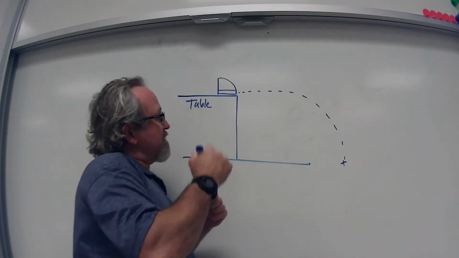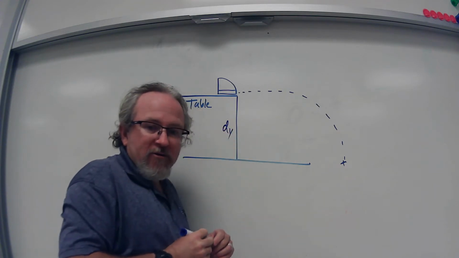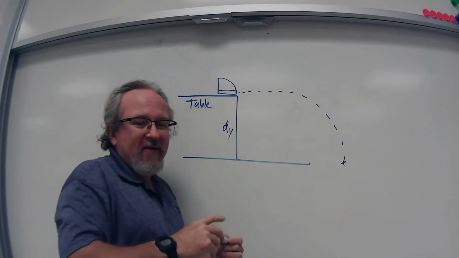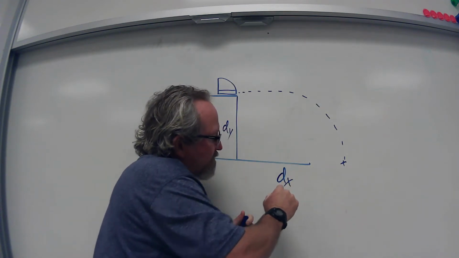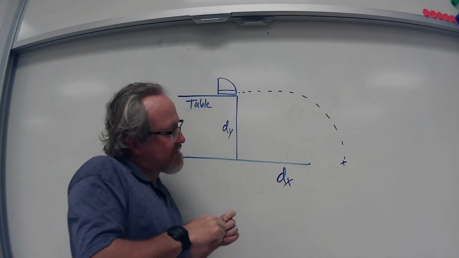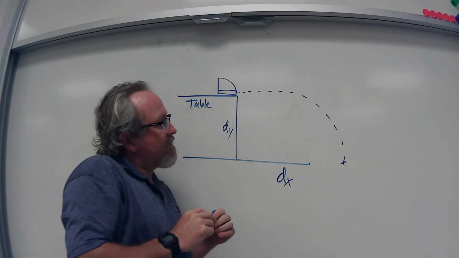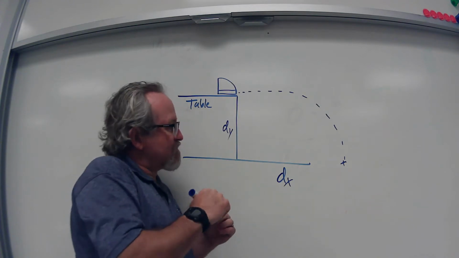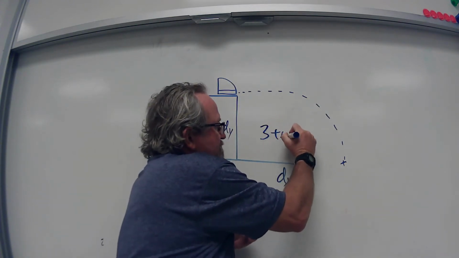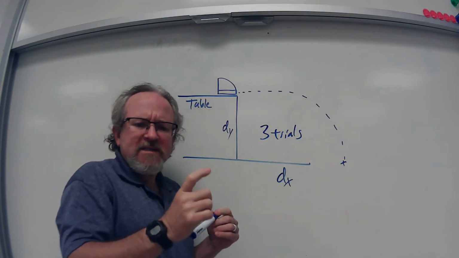So what data do you need? You need this Y value. You need the height of the table, which we already have from our lab from last week. You also need the range. You need the distance that the projectile lands on the floor. What you need to do is do this once again about 3 times. So we'll do 3 trials and get 3 data points, and hopefully they will all be very similar to one another.